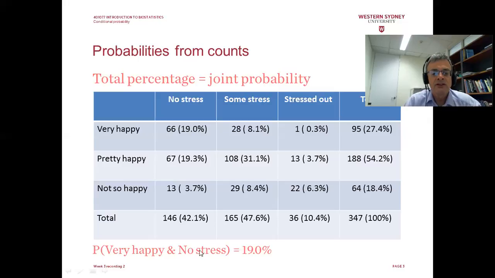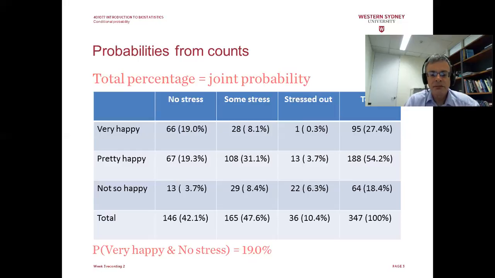This probability of two events occurring at the same time is called a joint probability. The joint probability of being very happy and having some stress is 8.1%, etc. All of these percentages add up to 100% across the whole table. That's one type of probability.